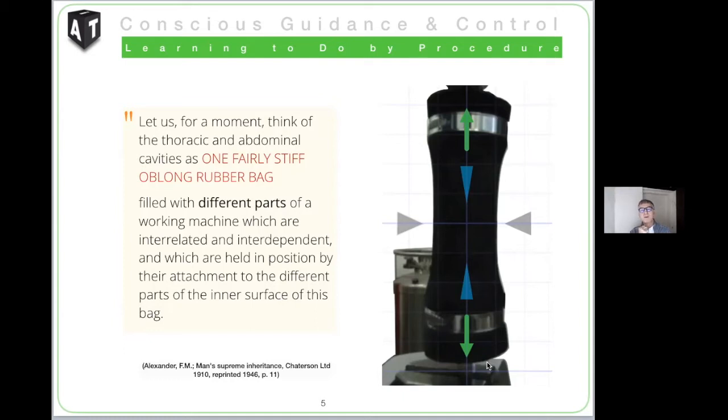But the idea of the rubber makes sense because there is something about a rubber bag. A rubber bag will link the distant elements only if it's stretched. Imagine a rubber bag that is set on the floor without any pull acting on it. Even if it's fairly stiff, it will be formless. To get the form, you need to start pulling on the oblong rubber bag. And so the parts, Alexander tells us, are held in position by their attachment to the different parts of the inner surface of this bag.